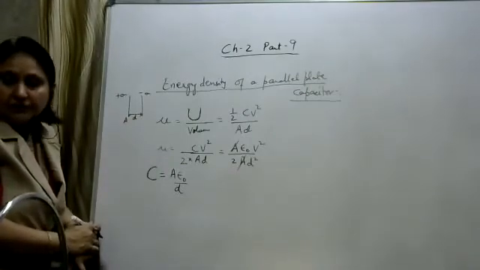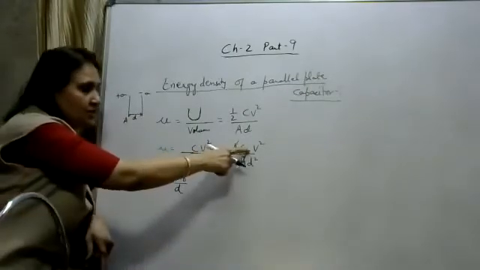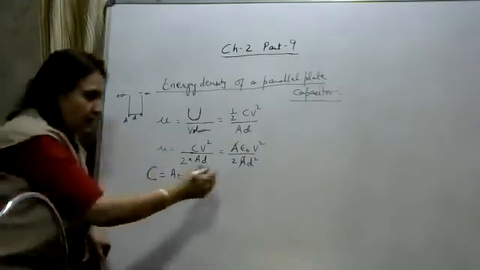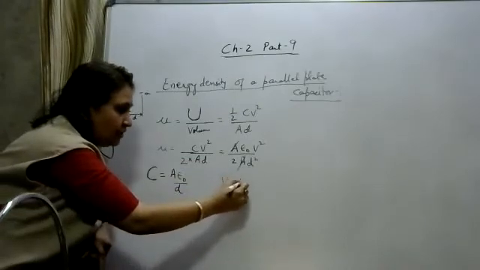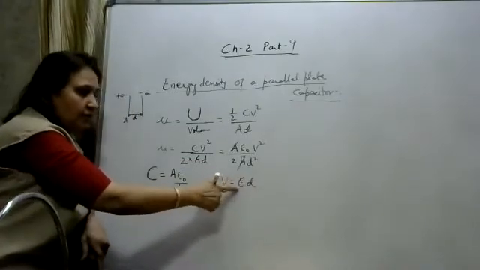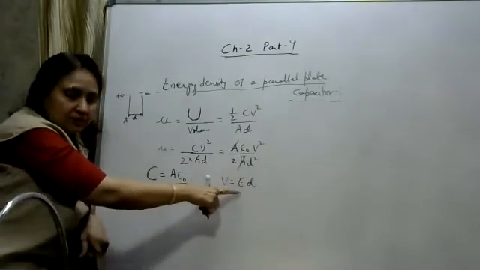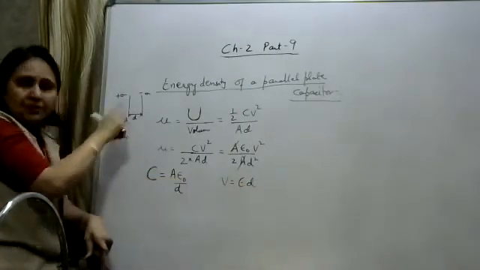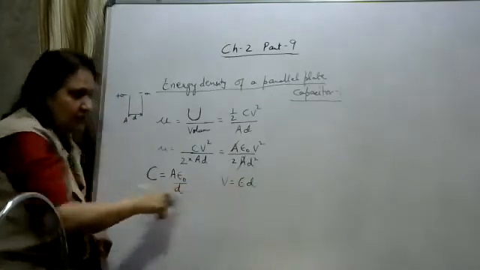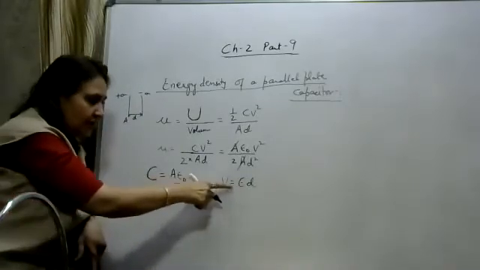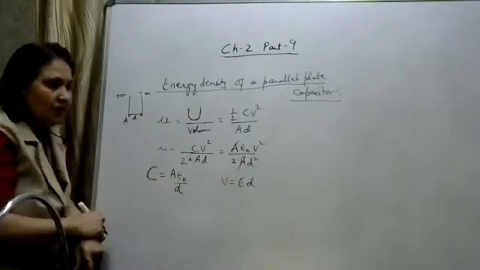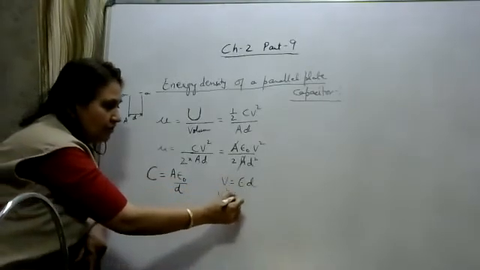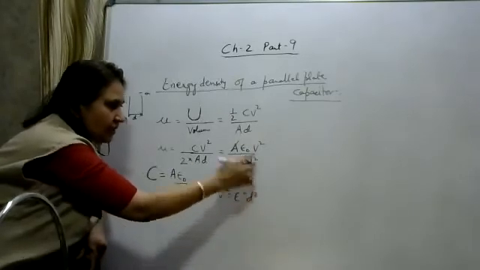Okay, we know that electric field is the potential gradient. So here V is equal to E into D. That is, electric field is the change in the potential with the distance, from here to here. The potential is changing with the distance, and we call it electric field. So V is equal to E into D, so V square will be equal to E square into D square.